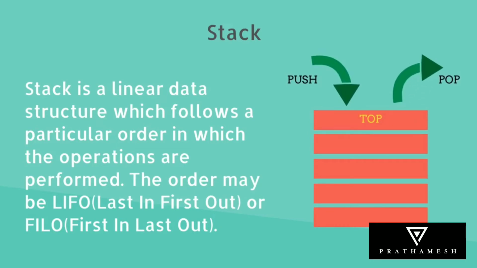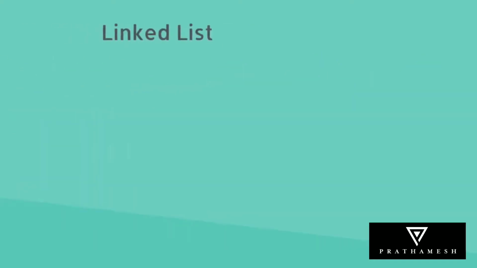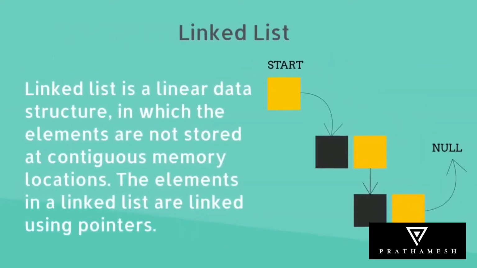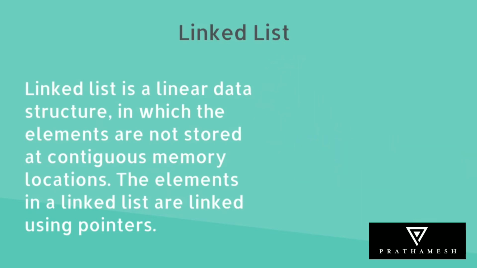To implement a stack using linked list, all we need to do is apply the same chronology to linked list. A linked list is a linear data structure in which the elements are not stored at contiguous memory locations. The elements in a linked list are linked using pointers. A linked list is a collection of entities that we call nodes. Each node contains two fields, one to store data and another to store the address of the next node.